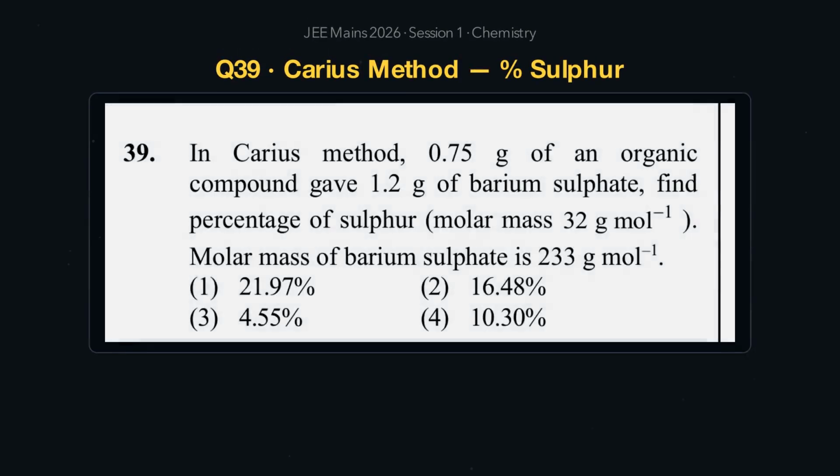When we burn an organic compound in the Carius method, all the sulfur it contains gets converted into barium sulfate precipitate. So measuring that precipitate lets us work backwards to find exactly how much sulfur was present.